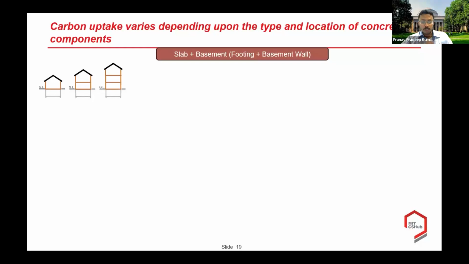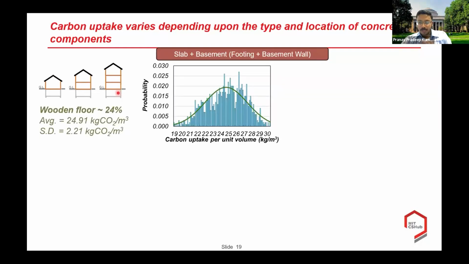Let's say it's made with wooden walls. And we can consider that concrete primarily goes into the slab element and basement structure, which is the footing and basement wall. So in the first scenario here, let's consider this structure having wooden above-grade floors, and performing a Monte Carlo simulation using the range of different input parameters, which I will show in a minute, that we have collected from the data sources that I mentioned. We can see that the carbon uptake value varies from 19 to 30 kg CO2 per meter cube, with an average value of about 24.9 and a standard deviation of 2.2. This translates to approximately 24% of calcination emissions.